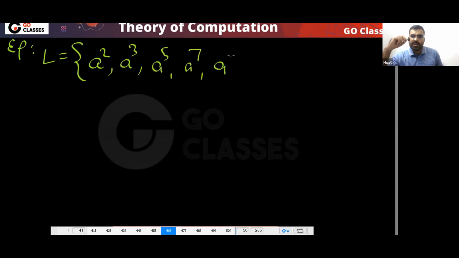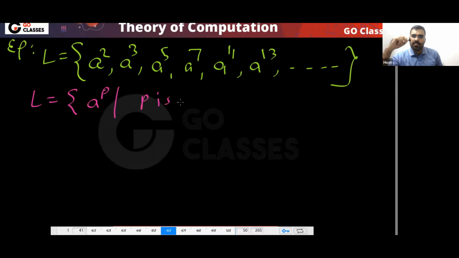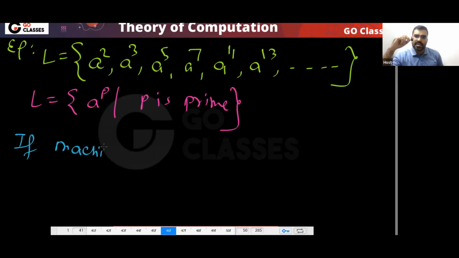Let's see a simple example. Let us assume there is a machine M. First let me give you this language. Your language is a^2, then a^3, then a^5, then a^7, then a^11, a^13. Okay, this is your language. This is basically the set of all prime numbers. I can say this is a^p, where p is prime. Now tell me, if I create a machine M which recognizes L, then what problem am I solving?